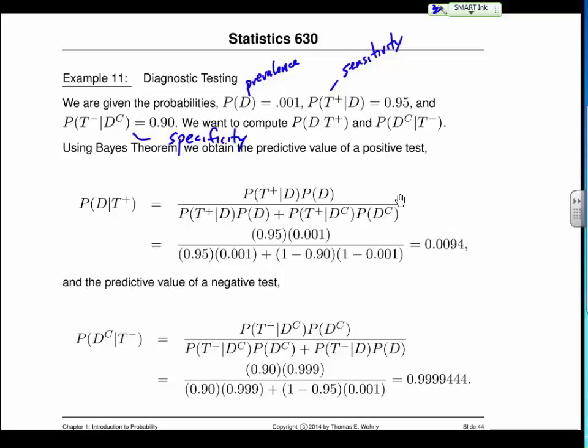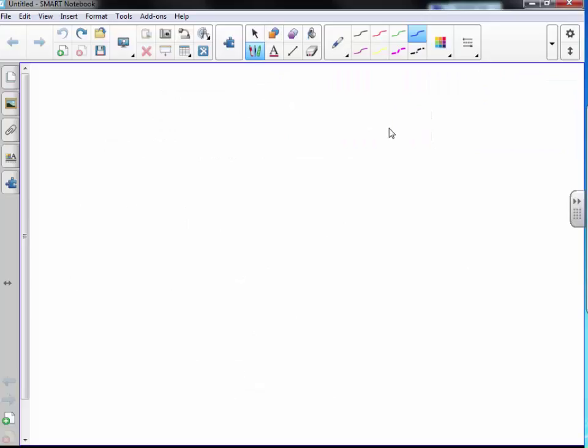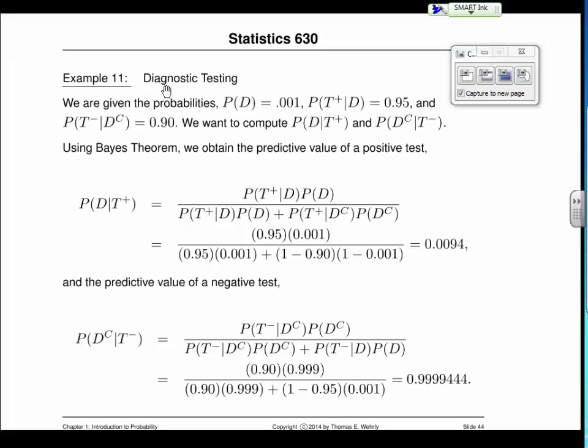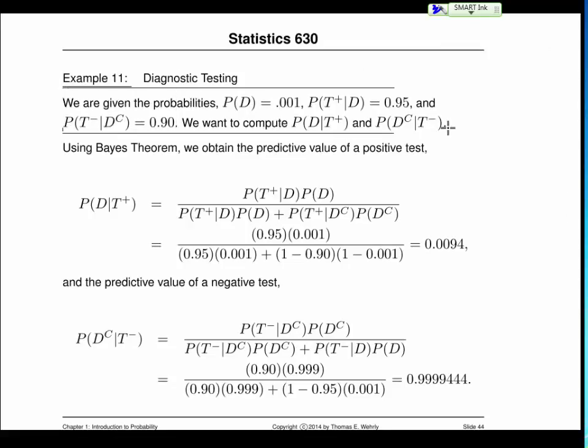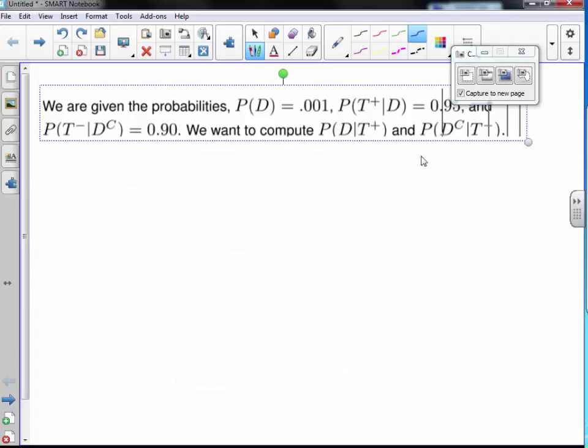Okay, so one way of doing this calculation is, let me get rid of the ink, and we'll go to the smart board. Okay, so we want to make use of these probabilities. Well, one way of doing this is to use what's called a tree diagram.